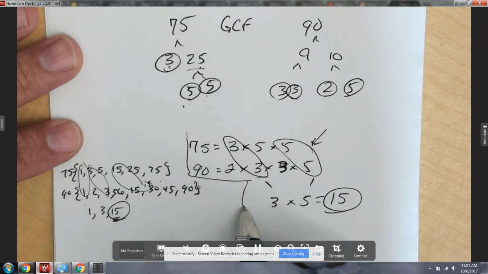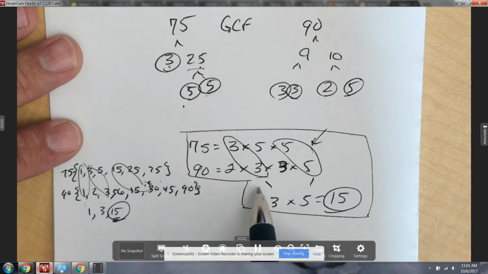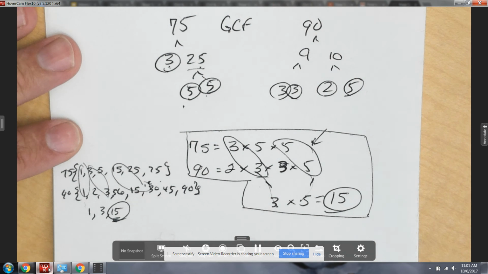When we do the prime factorization for greatest common factor, again, you take one from each pair and you multiply them together, and that gets you the greatest common factor.